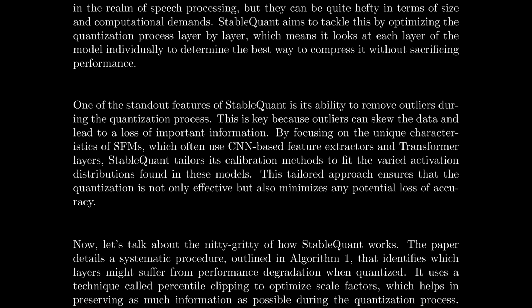One of the standout features of StableQuant is its ability to remove outliers during the quantization process. This is key because outliers can skew the data and lead to a loss of important information. By focusing on the unique characteristics of SFMs, which often use CNN-based feature extractors and transformer layers, StableQuant tailors its calibration methods to fit the varied activation distributions found in these models.